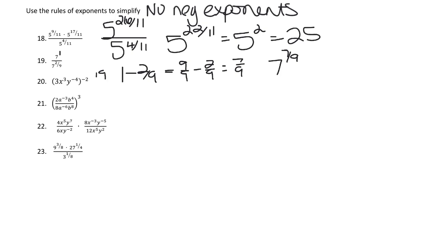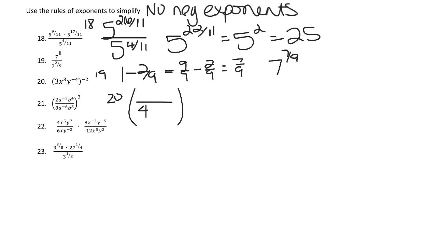So that's 19. Number 20. We can divide, 2 goes into 8 4 times, so we're going to leave the 4 in the bottom. I like to simplify the radical or the fraction inside and then apply the exponent on the outside. It's just my personal preference.